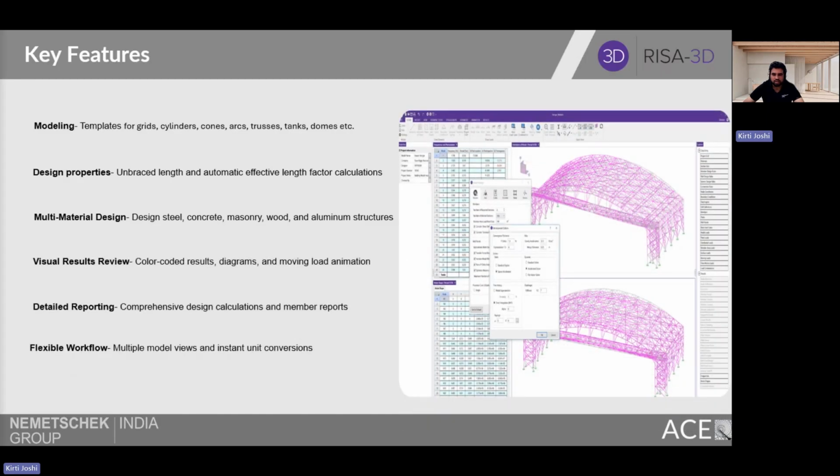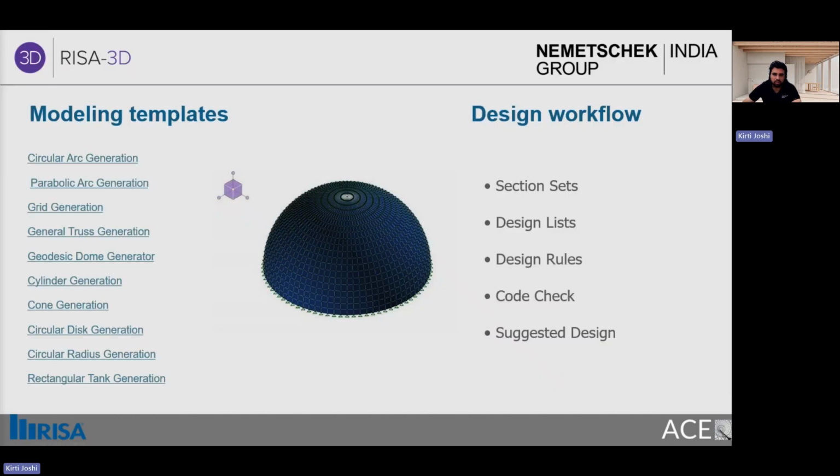Once the analysis and design is complete, the results can be reviewed easily through color-coded diagrams. As you can see, all the utilization ratios can be reviewed, along with the deflected shape and all the detailed reports. We will also demonstrate how you can work on this.